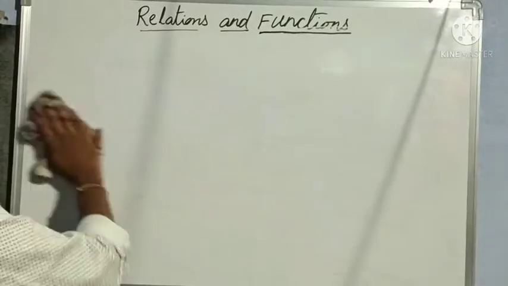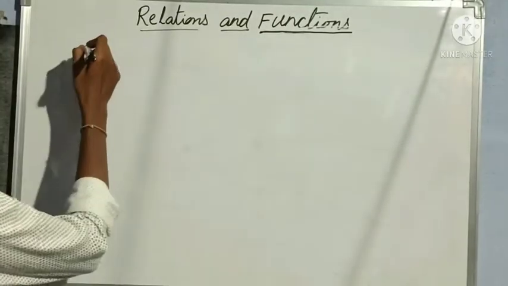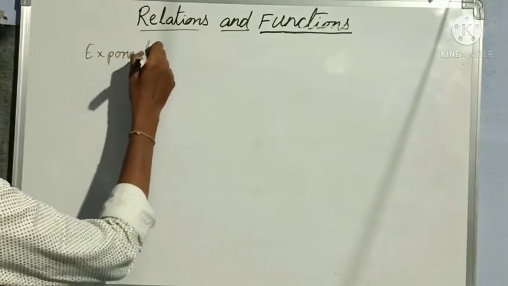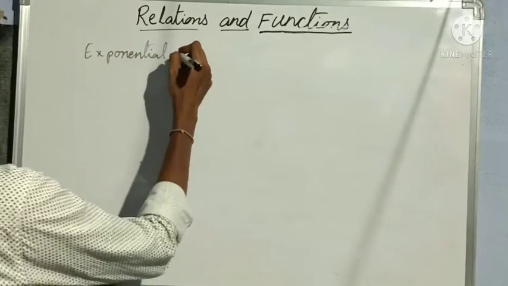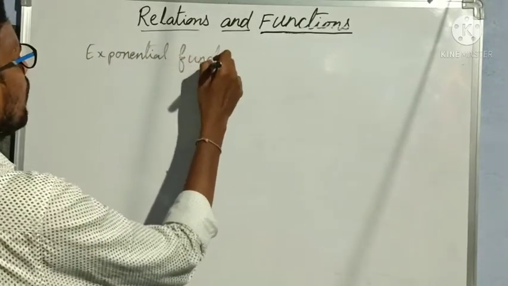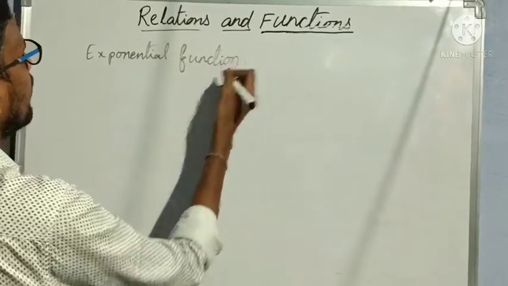Okay, what is the next function? Exponential function. Very, very important. Understand very carefully. Why? Because here we get two cases. Two types of graphs we will get. Why are we getting two types of graphs? I will explain.